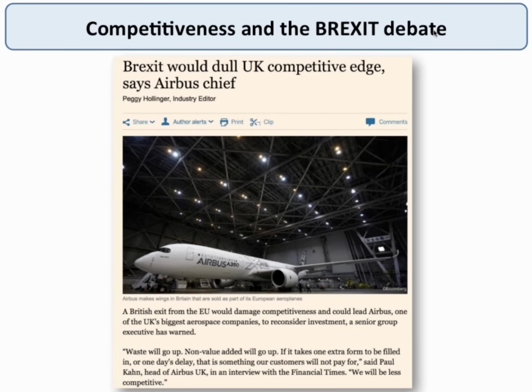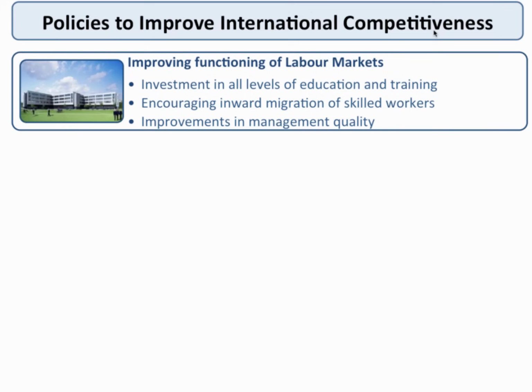Equally, a couple of days later, an Airbus chief executive, Paul Kahn, was quoted as saying that actually if we left the EU, known as Brexit, if we decided to leave the European single market, that would actually have a negative effect on the competitiveness of British industry. So I think if you're revising the EU and Britain's relationship with it, and make that connection with the competitiveness debate, it's quite an important issue to talk about.